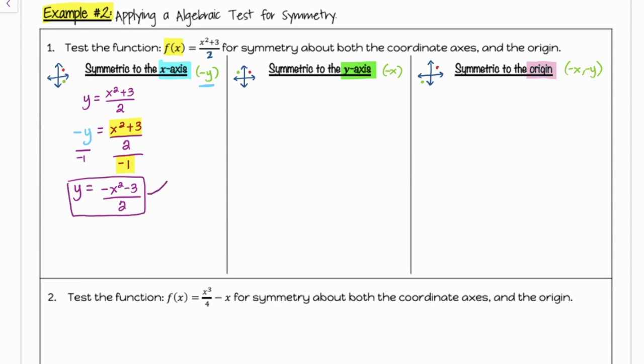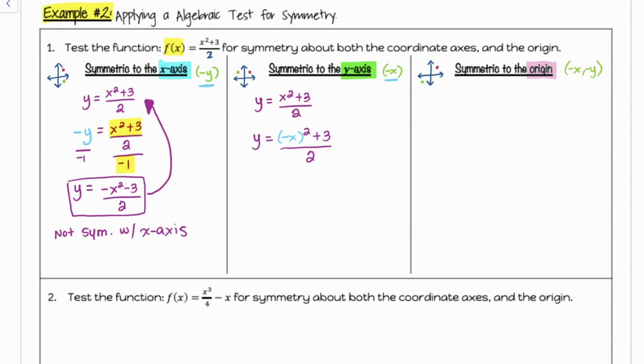Now I'm going to compare what I got to the original function. Are they the same? Do they look exactly the same? Clearly not, which means that I don't have symmetry with respect to the x-axis. So, not symmetric with the x-axis. Let's see if we have symmetry with respect to the y-axis. I'm going to start off the same way and rewrite that function. This time, what am I changing? I'm changing that x. Anytime you change, you need parentheses. So all I did is change that x to a -x.